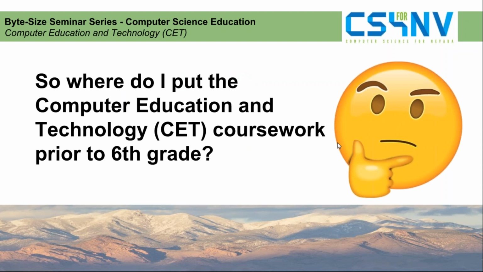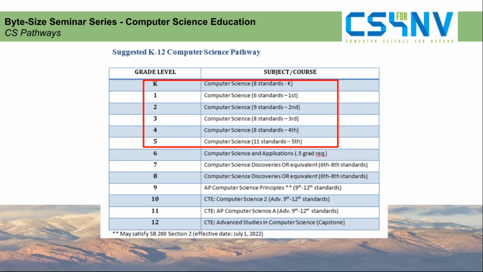All right, so the question you may or may not have is, well, where do I put this computer education technology course that's required prior to 6th grade? What does that look like in my school? What does that look like in my district? Again, it's going to look quite different in your various situations. Currently, like I mentioned, the computer science component there, the standards are broken down by grade level. So a suggested computer science pathway would be to include those standards across the board in each grade level. How that looks again in your school is vastly different, so I couldn't begin to tell you specifically to do this or that.